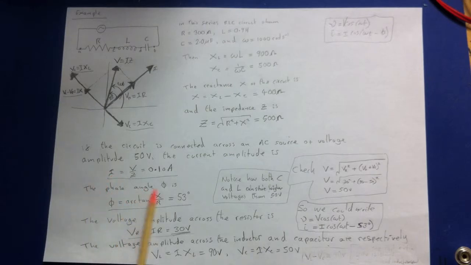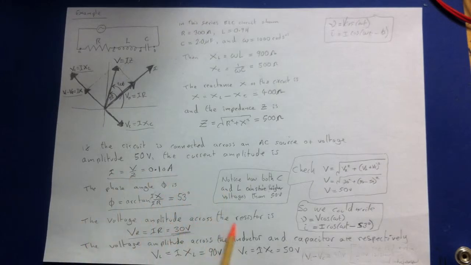The phase angle, phi, which is the angle between the current and the source voltage, is equal to, as we said before, arctan of X over R. We've got the X, we've got the R, and that comes to 53 degrees. So we've got all the information we need now.